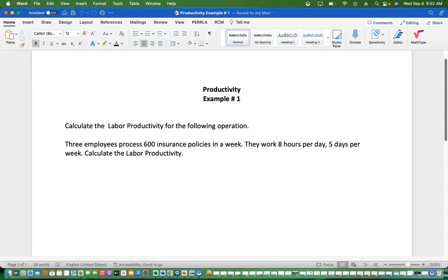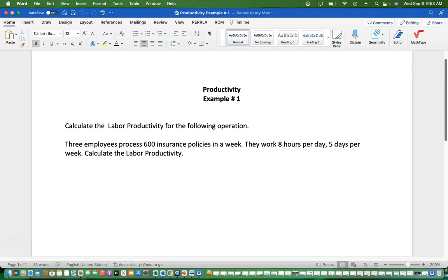Hi, this is for QSO 321, People's Planet and Profit. During our second class meeting, we worked on productivity and we went through example number one. I'm going to repeat this example that we did in the classroom by using Excel, so that those who didn't catch up on what we did can redo it, follow, and see how we did it.